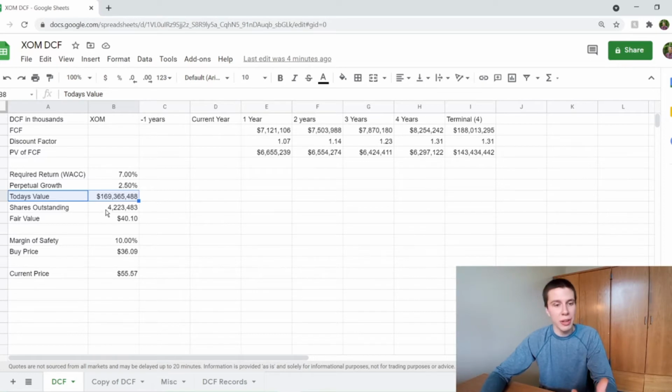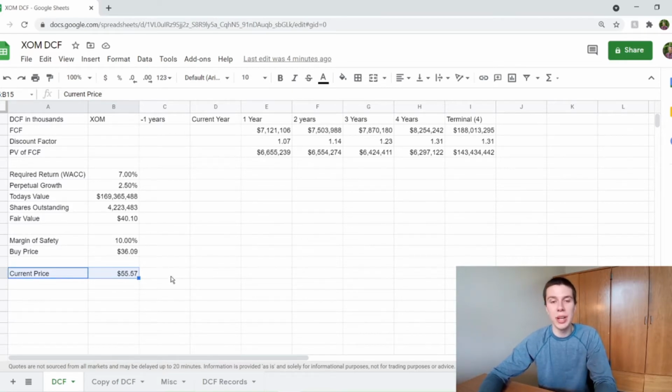And there's around 4.2 million shares outstanding, and that gives us a fair value of around $40 per share. Then we probably want to apply a small margin of safety to that fair value. With a 10% margin of safety, the fair value is around $36 per share. And just for reference, the current price is $55 per share. So by this calculation, ExxonMobil is pretty overvalued at the moment.